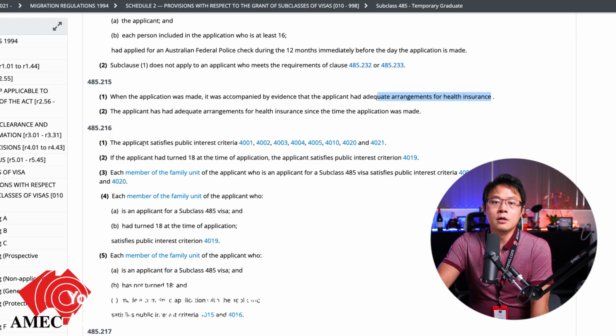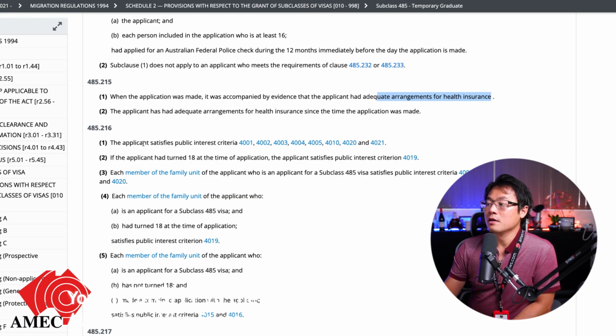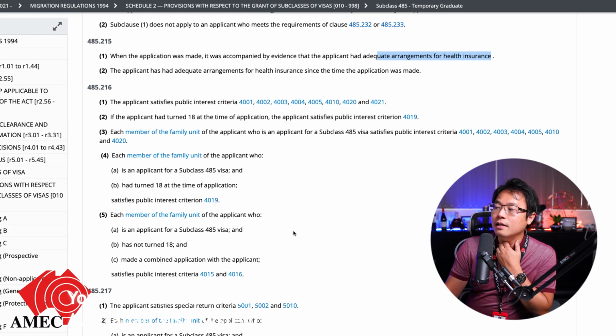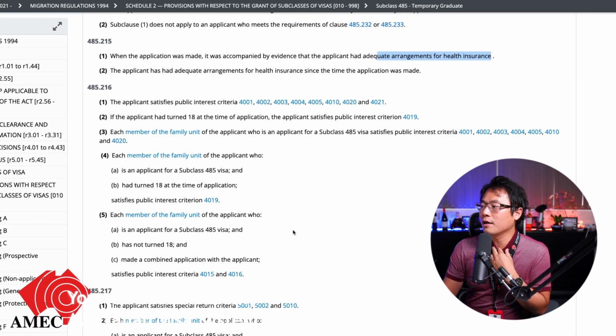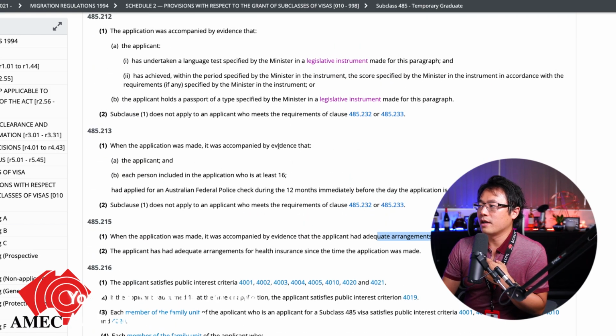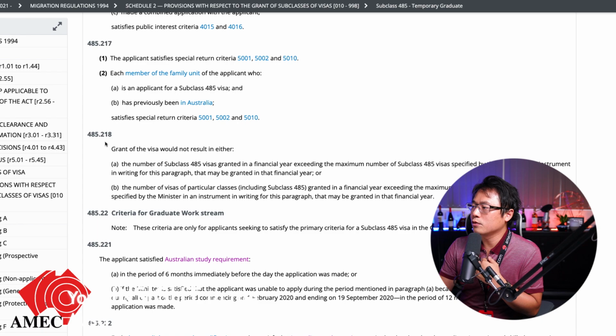Okay, now the rest of the stuff is public interest criteria, meaning that you need to go through your health checks, and make sure you haven't done any bad thing with your character and things like that during the time while you're in Australia, and that's probably why they want you to check your Australian police certificate there.